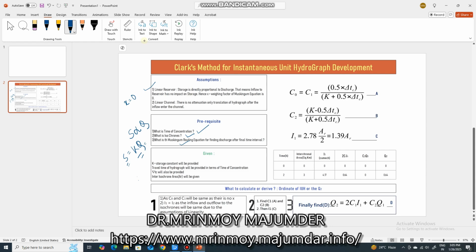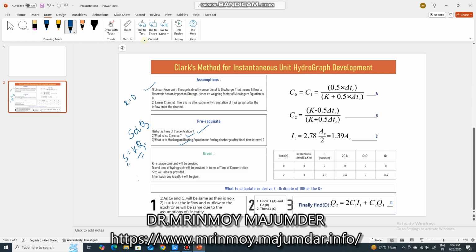Sorry. What is isochrones line? Isochrones line means the line joining the points where time of concentration is same. Among the watershed, the lines which have the same time of concentration are known as isochrones.